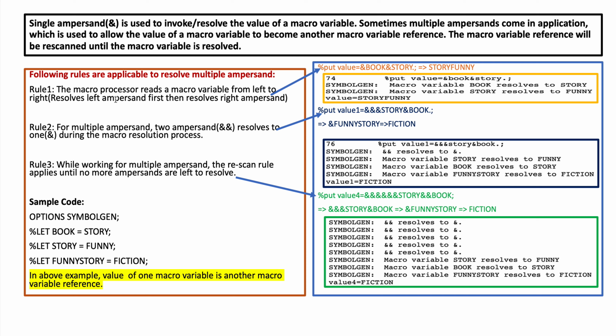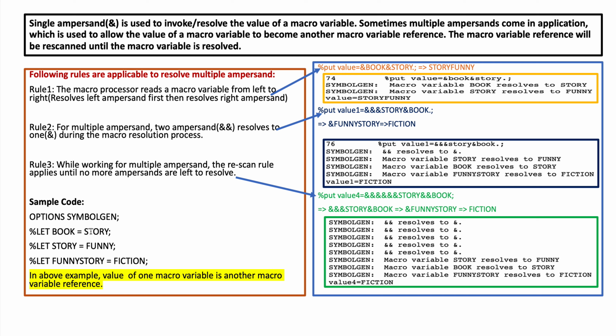Here is an example. We have a sample code here. We use the option symbolgen that will print resolved macro information in our log window. We have three macro variables: %let book, its value is story. Next one is %let story, and its value is funny. And the third one is %let funny story, its value is fiction. In the above example, the value of one variable is another macro variable reference.